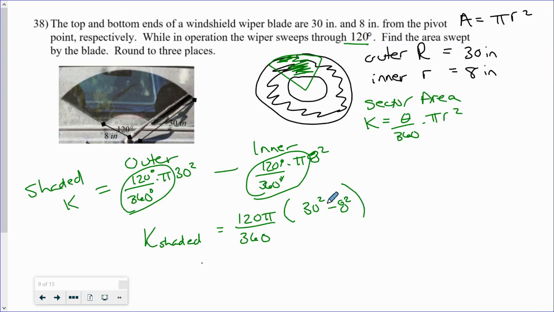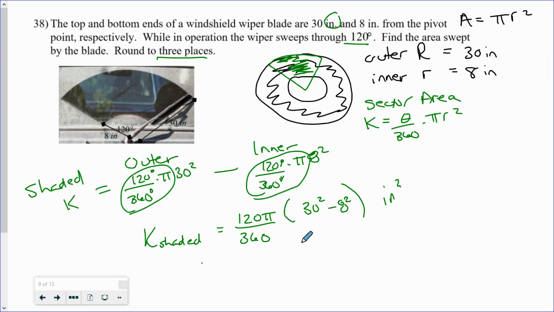And you have to do 30 squared minus 8 squared. You can't do 30 minus 8 and then square it. That will not work. And our answer, since we are in inches here and we're dealing with area, will be inches squared. So I think I said round to 3 places.